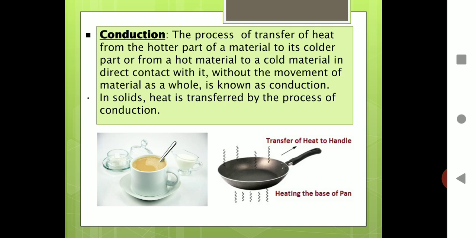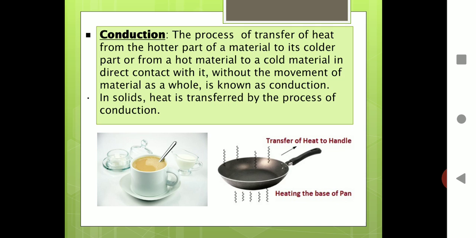Now, let us discuss each one of them separately. So, first we are going to talk about conduction. The process of transfer of heat from the hotter part of a material to its colder part, or from a hot material to a cold material which is in direct contact with it, is known as conduction. Here no movement of the material as a whole is taking place.